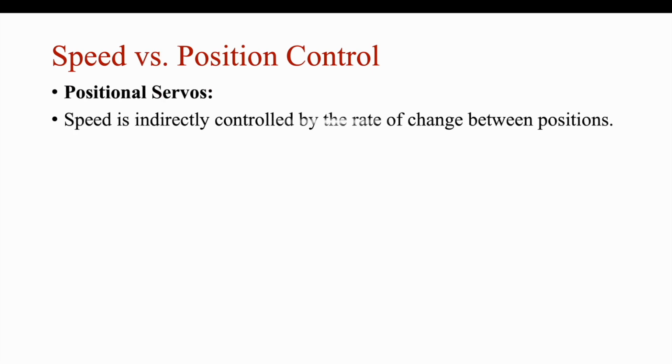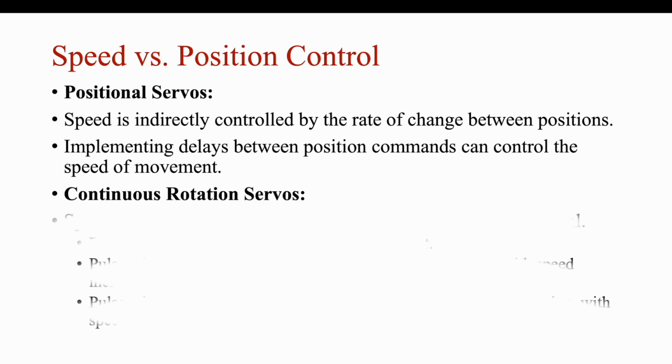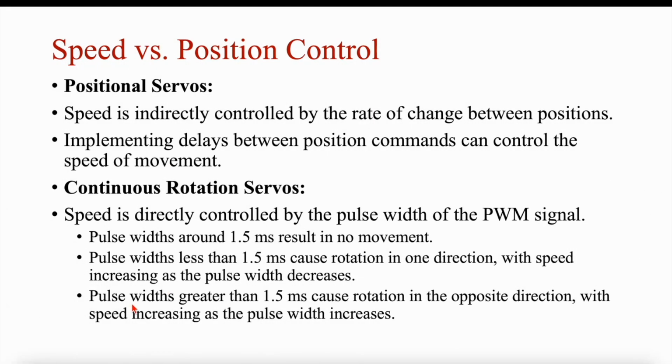Speed versus position control. For positional servos, speed is indirectly controlled by the rate of change between positions, and implementing delays between position commands can control the speed. For continuous rotation servos, speed is directly controlled by the pulse width of the PWM signal. A pulse width around 1.5 milliseconds stops the servo, and a pulse width less than 1.5 milliseconds causes rotation in one direction. A pulse width greater than 1.5 milliseconds causes rotation in the opposite direction, with speed increasing as the pulse width increases.